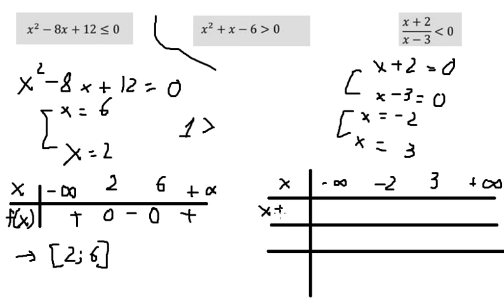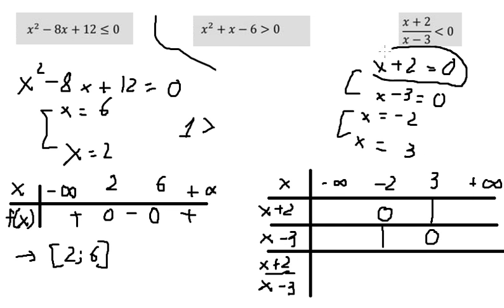I will put x plus 2, x minus 3. This one we have x plus 2 over x minus 3. So negative 2 we put in here. 3 we put in here. Next we put the single line because 3 is not the solution of this one, and negative 2 is not the solution of this one. That's why we put the single line in here.